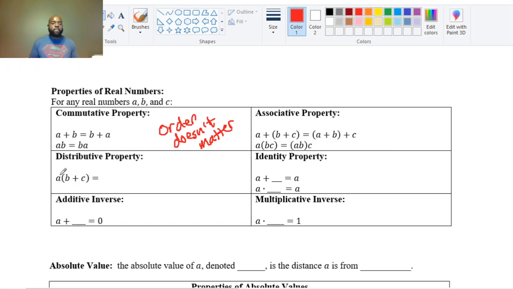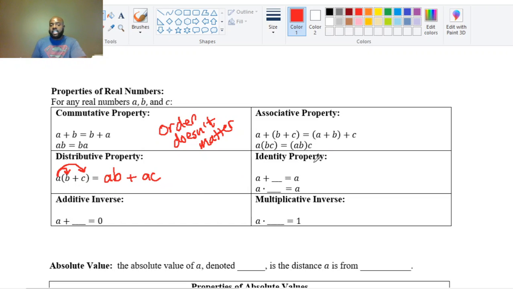Our distributive property says that if I have a single number that's multiplied by a sum of two numbers, right, then we can change this to a product of the term outside with the first term in that parenthesis plus that term on the outside times the second term in that parenthesis, right?